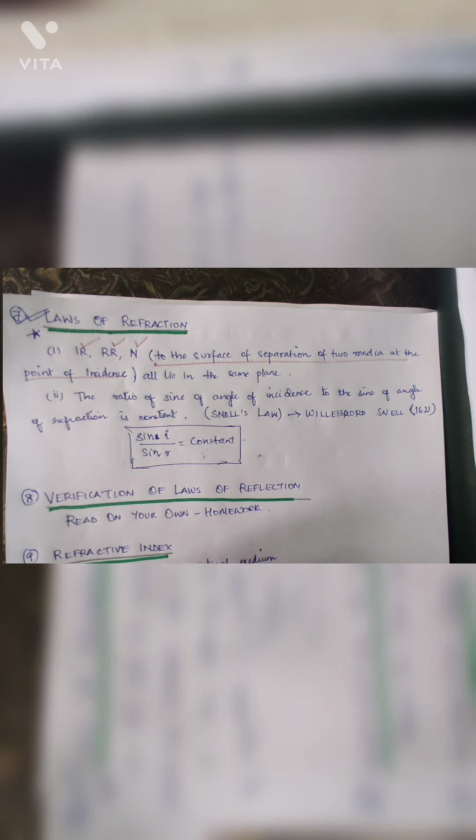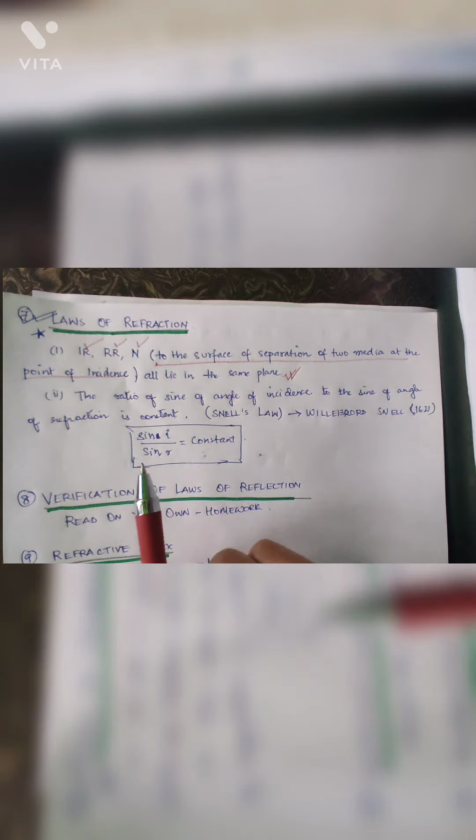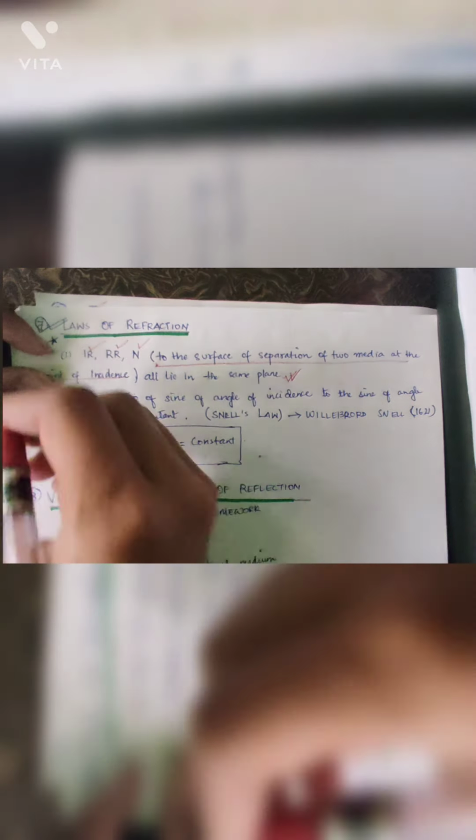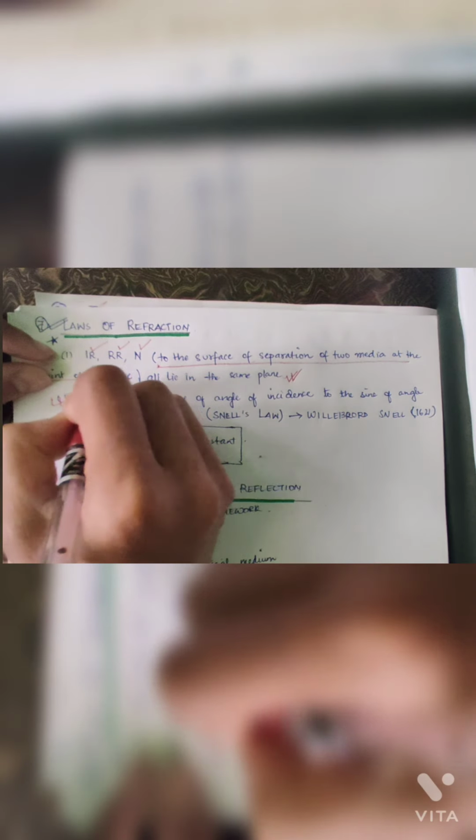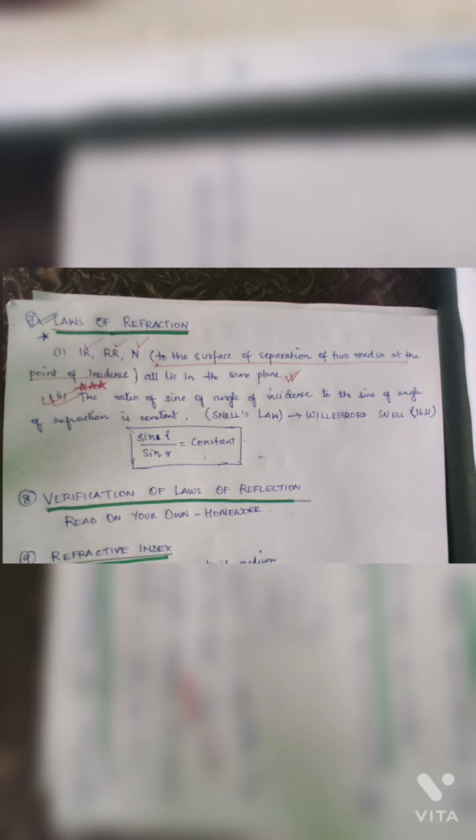So the incident ray, the refracted ray, and the normal to the surface of separation of two media at the point of incidence all lie in the same plane. They are all in the same plane. All right. Then this one is very, very important. This is a very, very important point. Let me tell you why.